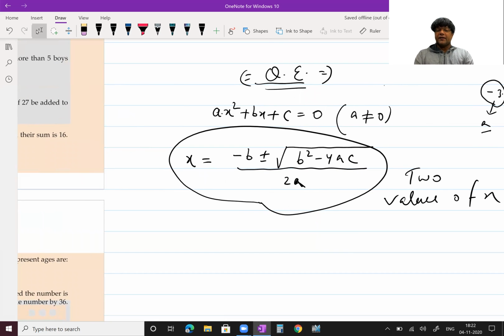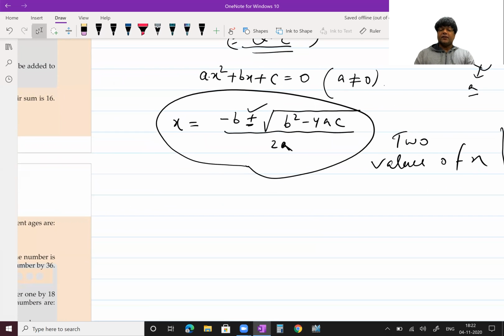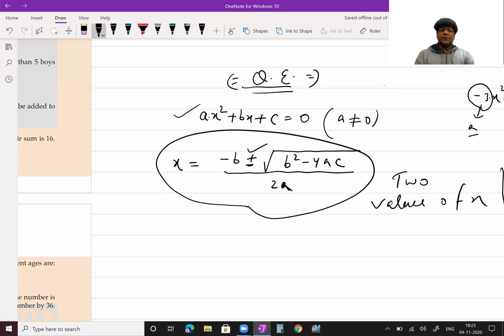One you will get by taking plus sign and the other you will get by taking minus sign. So any equation of this type will be given, you will put the values of a, b, and c in this formula, and you will get both the roots of the equation. This is the first thing, guys. Number one.